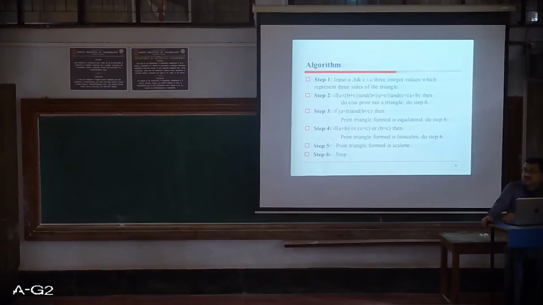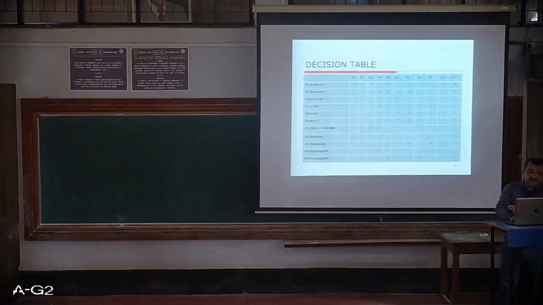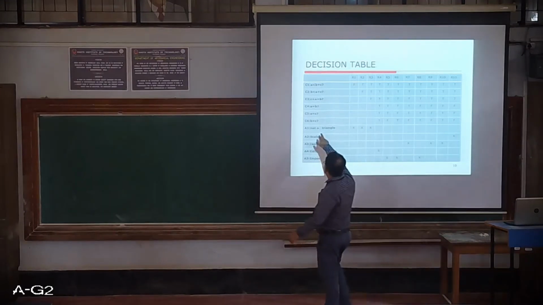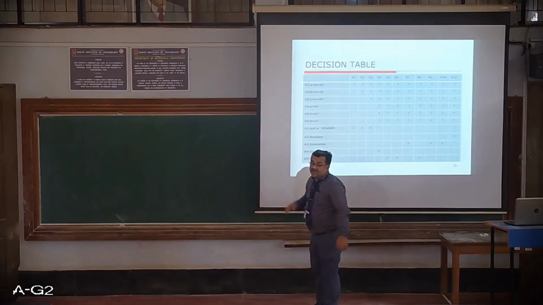Okay, so this is a very simple algorithm for generating the test cases for the triangle problem, and this is how the decision table is formed, that we'll see in the next table here. This is the decision table. Those 6 conditions are specified in the condition stub. So these 6 conditions, C1, C2, C3, C4, C5, C6, are in the condition stub.